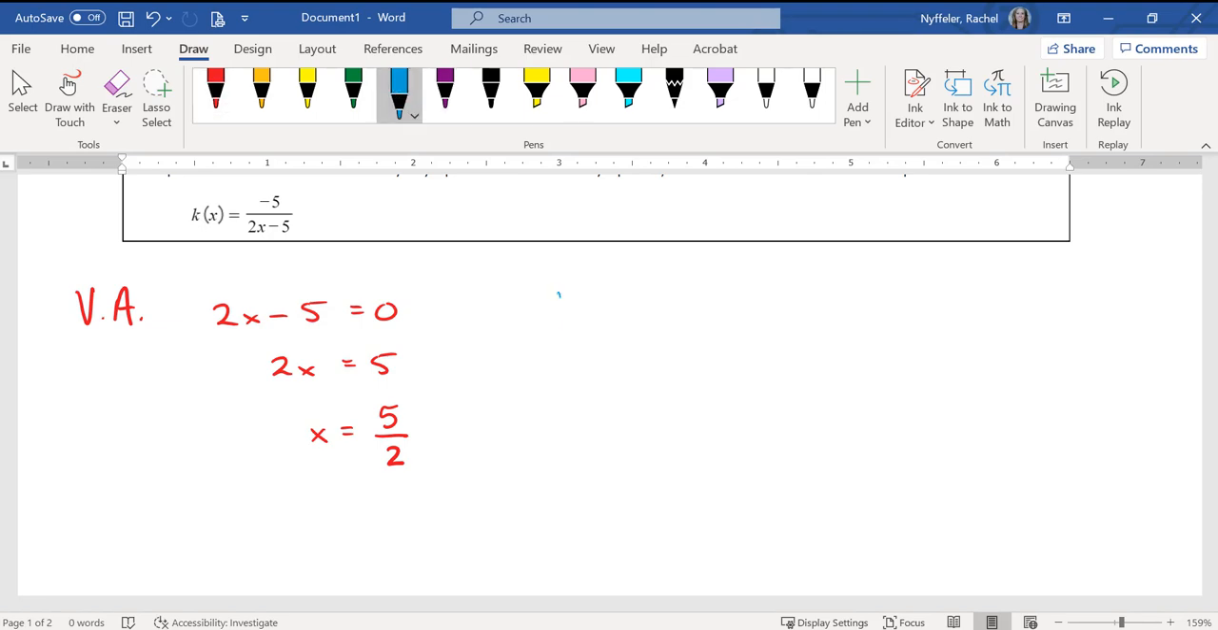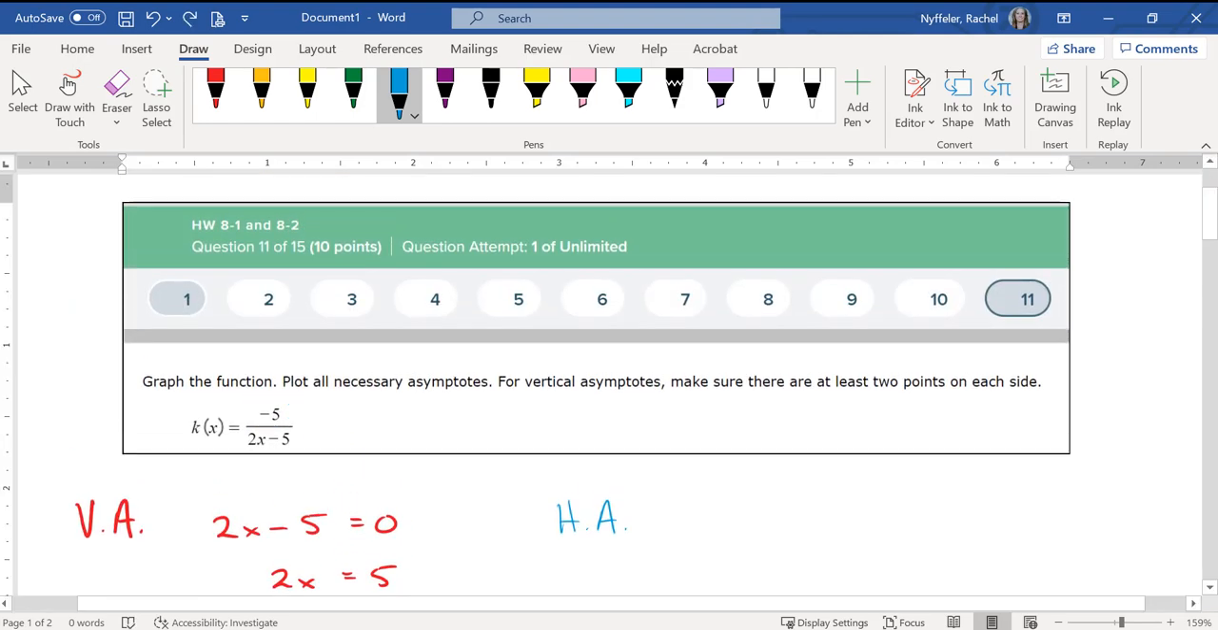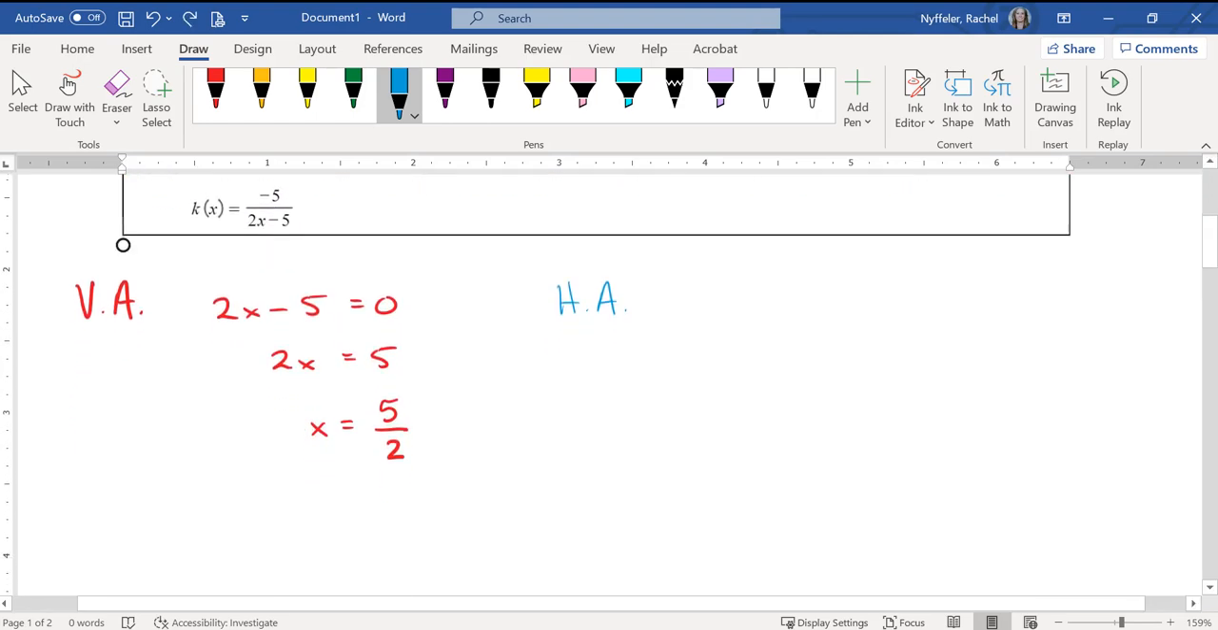Now for the horizontal asymptote, the degree of the numerator is 0 and the degree of the denominator is 1. So since the degree of the denominator is bigger, there is a horizontal asymptote at y equals 0.